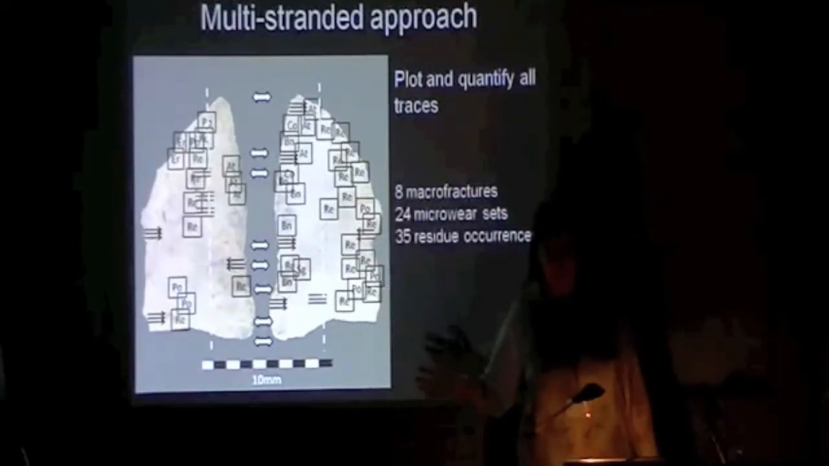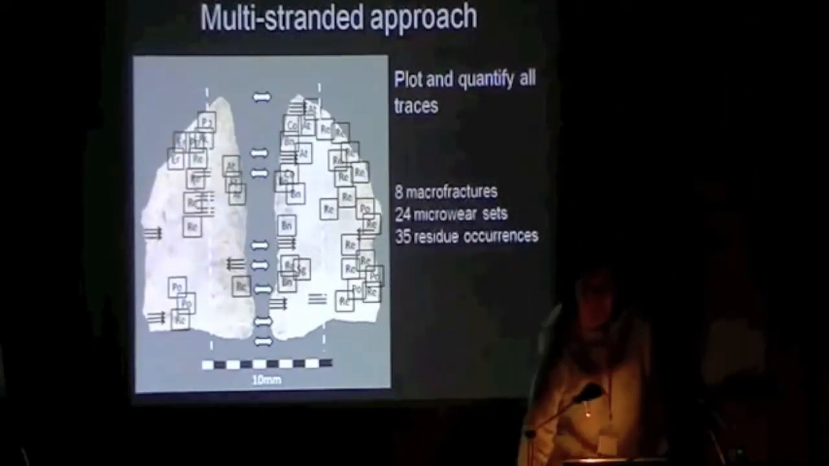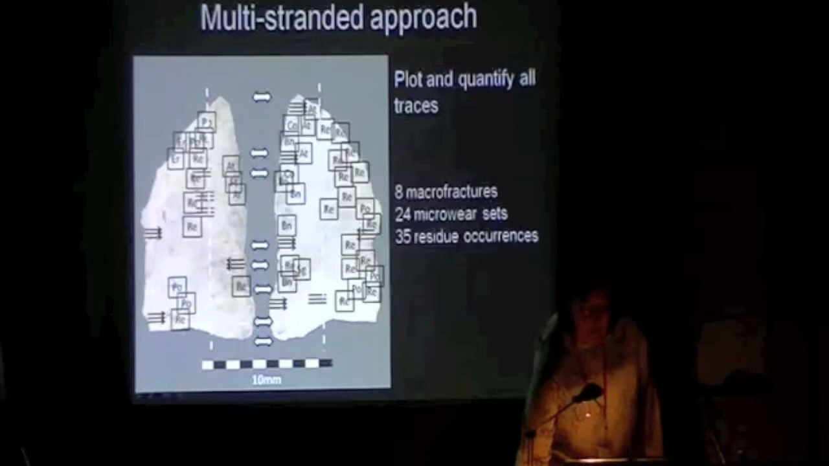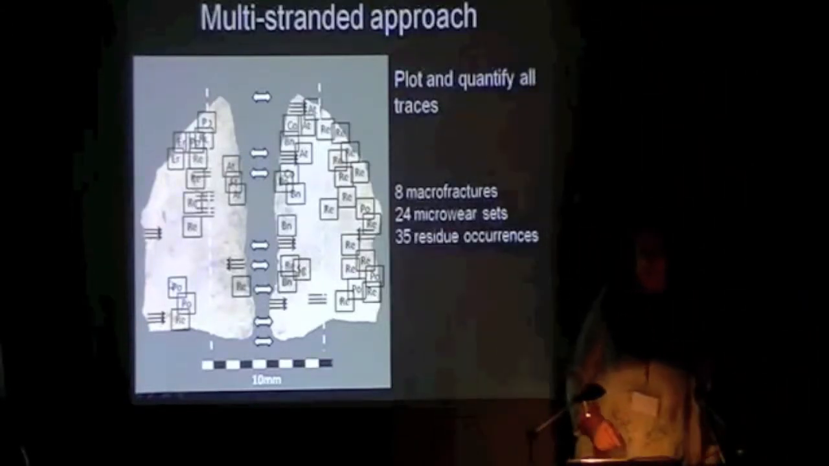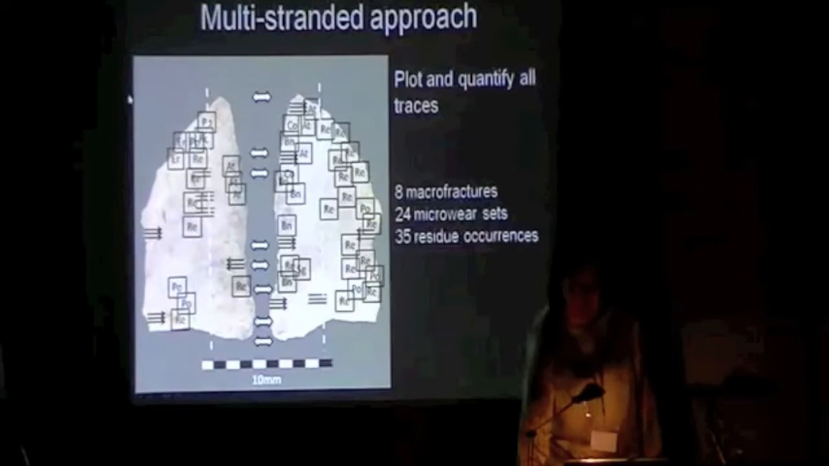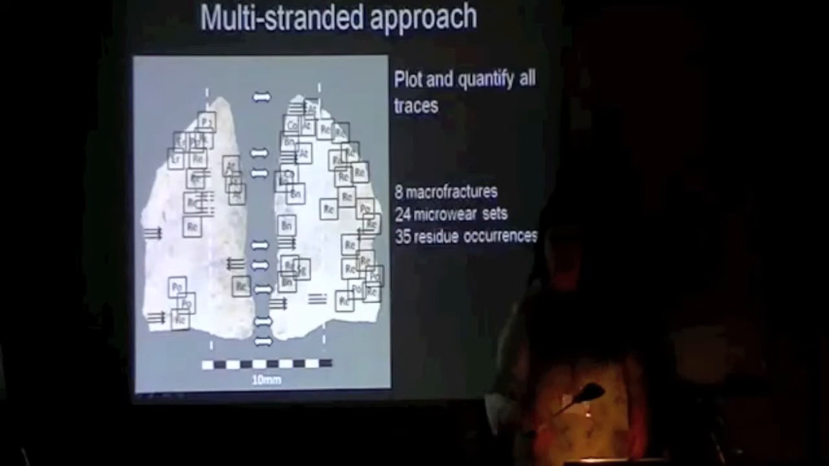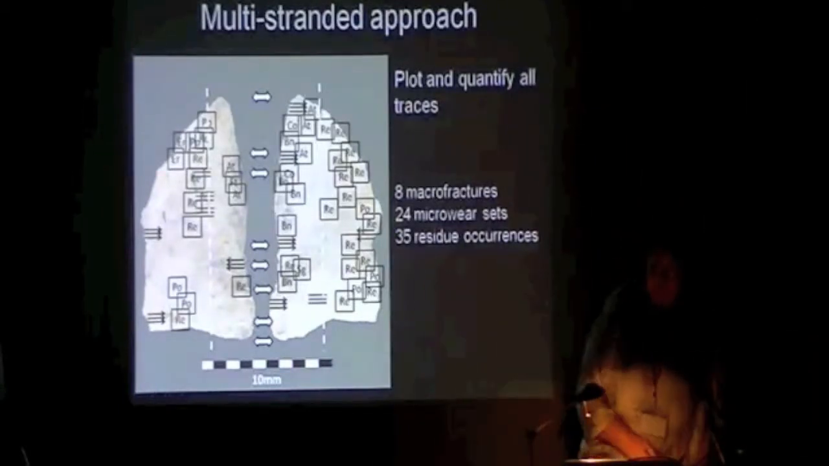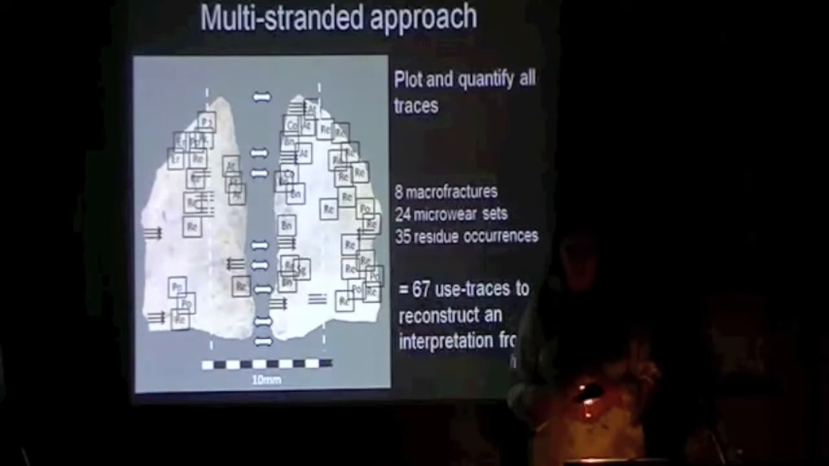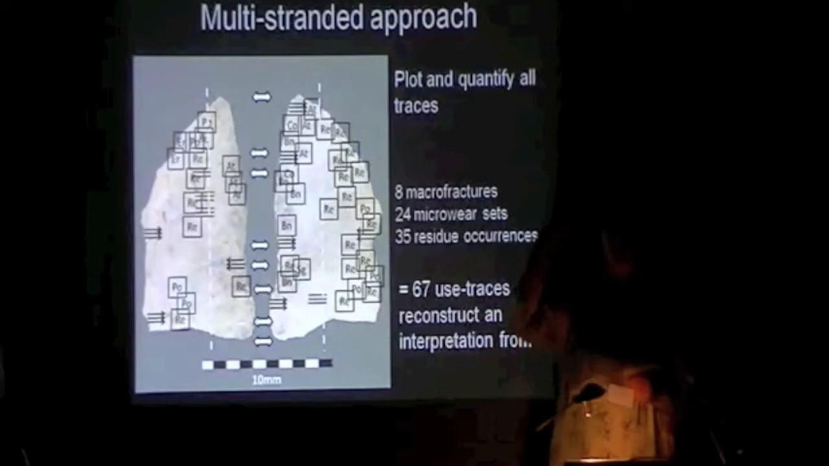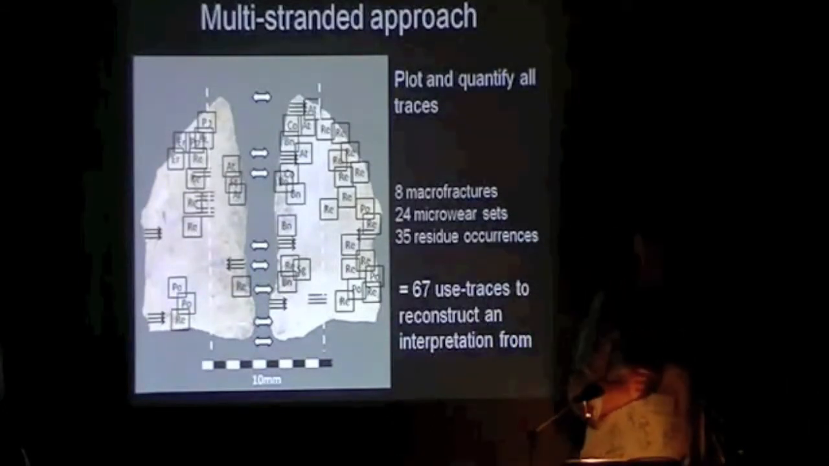8 macrofractures, 24 microwear sets. So a microwear set will be a striation set in the direction that the striation is on the tool. Polish occurrence, and those are the microwear traces. 35 residue occurrences, for example, resin, animal tissue, fat, animal tissue, and that's what my plot looks like. That gives me a total of 67 use traces to reconstruct an interpretation from on a single tool as big as my thumb.